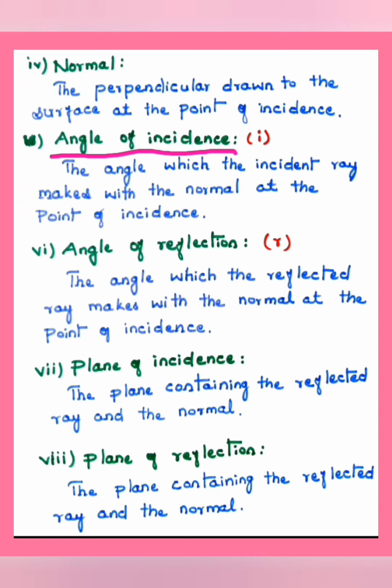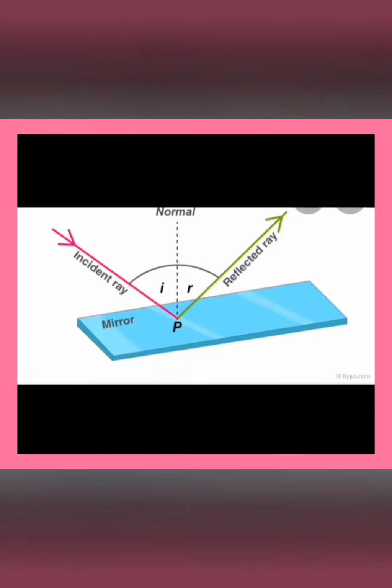Next is angle of incidence or incident angle. It is represented by small letter i. In this chapter we represent angle of incidence as small letter i only. The angle which the incident ray makes with the normal at the point of incidence is called angle of incidence. In this diagram you see the angle is formed between the normal and the reflected ray at the point of incidence. So this is reflected ray R.